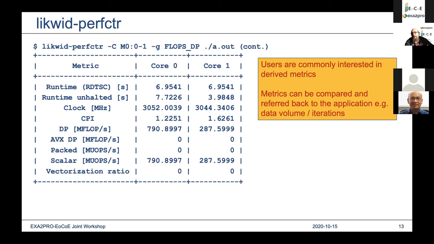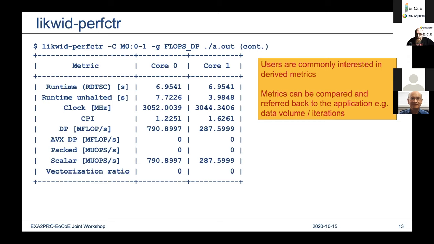CPI is a common metric for performance engineering purposes, cycles per instruction. It's like telling you whether the instructions you execute are quite expensive, or have to wait for data or something like that, or whether they can be executed fast and everything is available. Then we have the double precision FLOPS, floating point numbers. So we see 790 FLOPS on core zero and 287 on core one. No AVX FLOPS. So we see that also in the last table, there were no 256 bit wide FP operations. So also no packed SSE, it's only scalar. And also the vectorization ratio is of course zero for that. So nothing is vectorized in this executable.